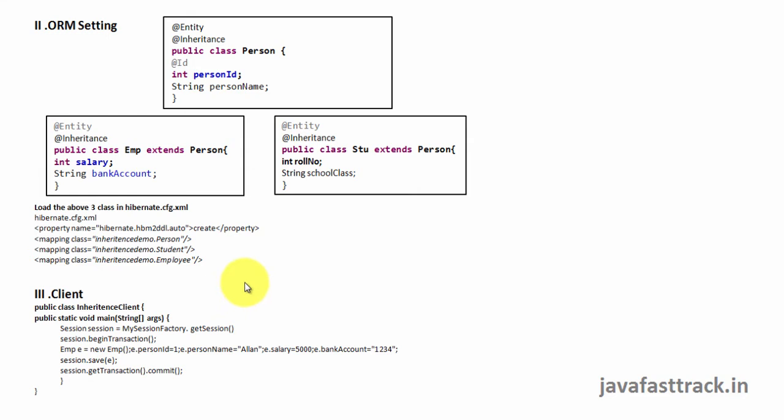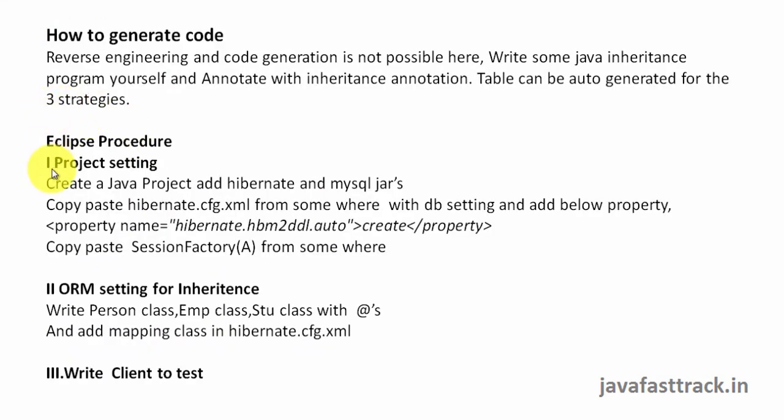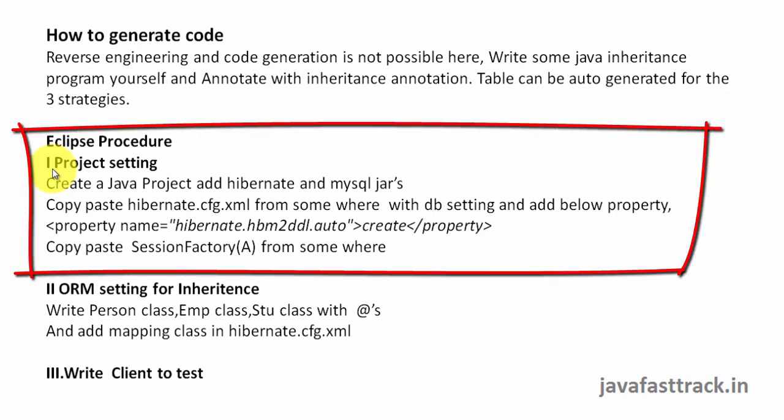Once again, I'll repeat the three steps. Step 1, as I told, is the project setting, the usual thing we used to do. Have some project, have the jar files, have the Hibernate configuration file, have the session factory. Also, don't forget to add a new property. This property is to automatically generate tables. Earlier I used to create tables and reverse engineer. Now, since reverse engineering is not possible, I will at least try to have the tables get created automatically.